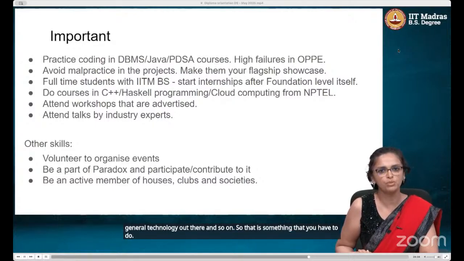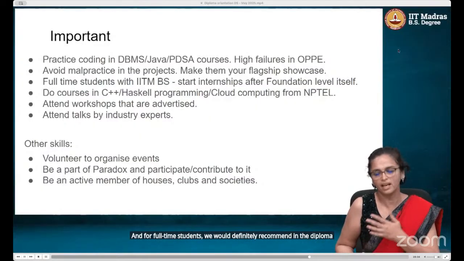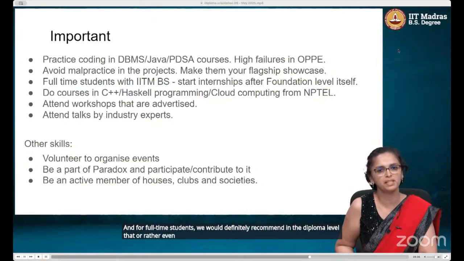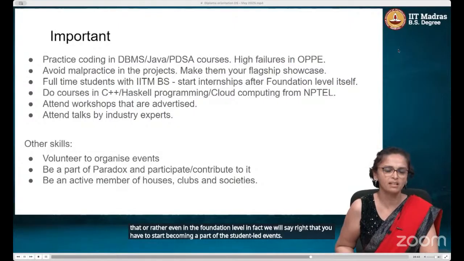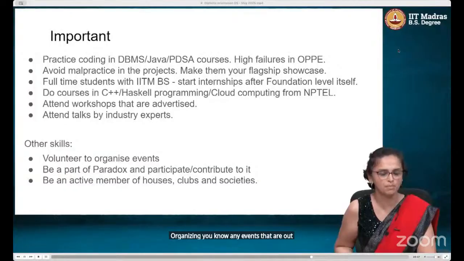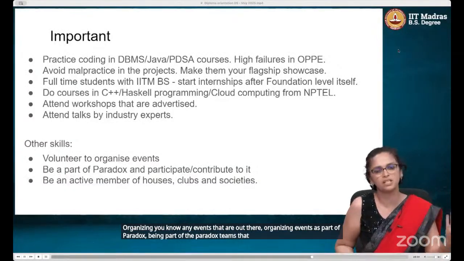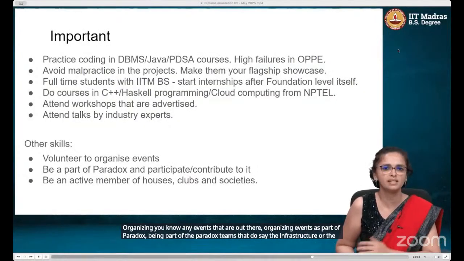And for full-time students, we would definitely recommend, in the diploma level, or rather even in the foundation level, in fact, that you start becoming a part of the student-led events. Organizing any events that are out there, organizing events as part of Paradox, being part of the Paradox teams that do, say, the infrastructure or the web admin or anything else.